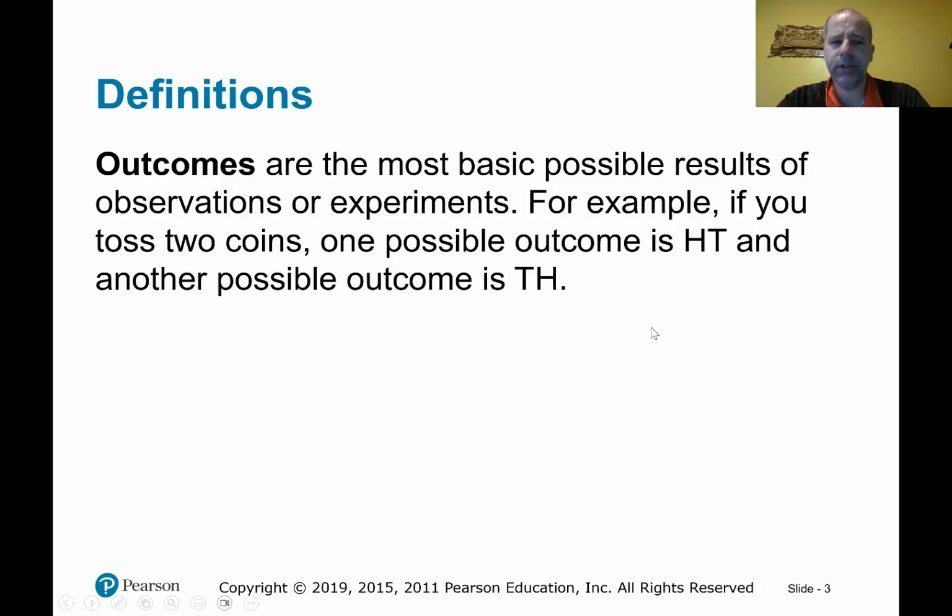Here are some definitions. Of course, we always have to start with definitions. Outcomes. Outcomes are the most basic possible results of observations or experiments, and these are random experiments. So, for example, if we toss two coins, one possible outcome is that we get heads on the first coin, tails on the second coin. Another possible outcome is we get tails on the first coin and heads on the second coin. And then there are two other possibilities, right? We could get both heads or we could get both tails.